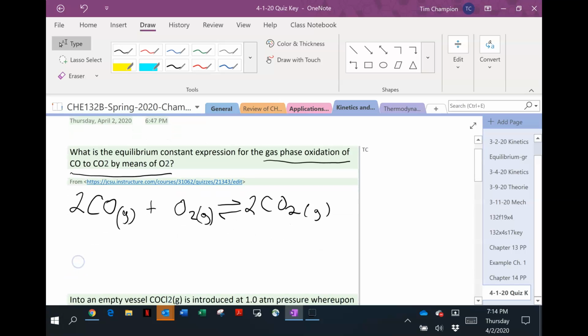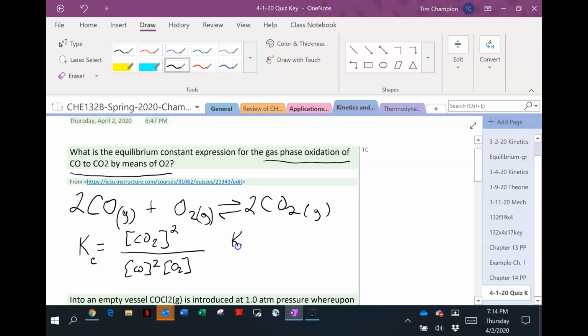Now, in terms of the equilibrium constant expression, you do the products over the reactants. You raise things to the power of their coefficients. And if it's a Kc, like you were asked to do in this question, if you looked at the answers, that was clear as a Kc. So you do concentration. The concentration of CO2 will go on the top and it will get squared. And on the bottom we have the concentration of carbon monoxide, squared, and the concentration of O2 to the first power. That would be a Kc.